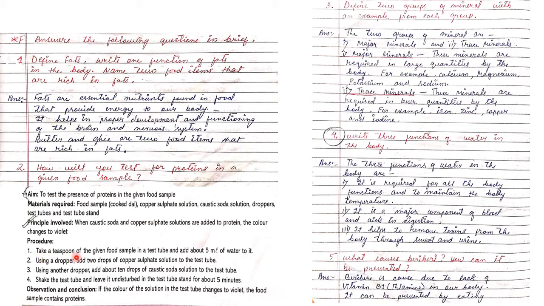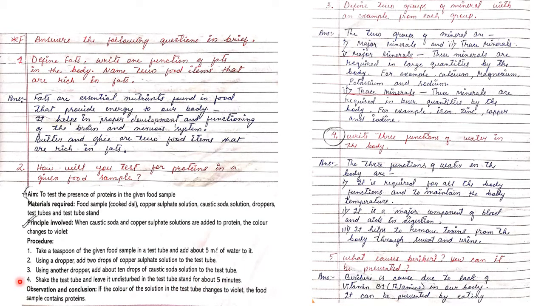And now what will be the procedure? First, take a teaspoon of the given food sample, or cooked dal, in a test tube and add 5 ml of water to it. Second step, using a dropper, add 2 drops of copper sulfate solution to the test tube. Third step, using another dropper, add about 10 drops of caustic soda solution to the test tube. Step 4, shake the test tube and leave it undisturbed in the test tube stand for about 5 minutes.